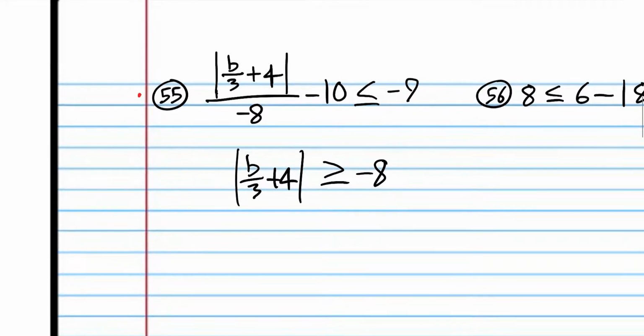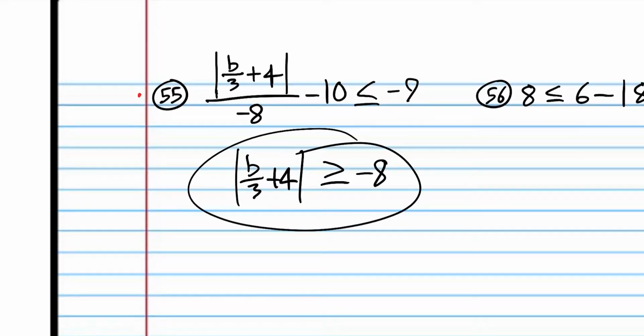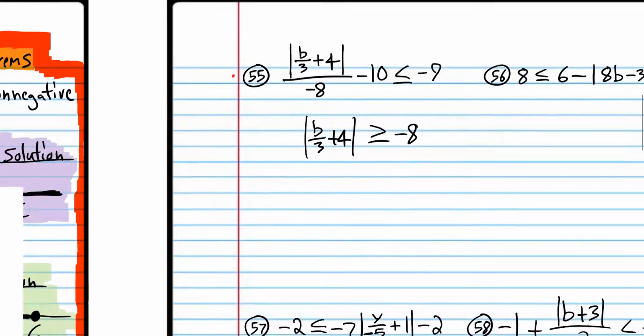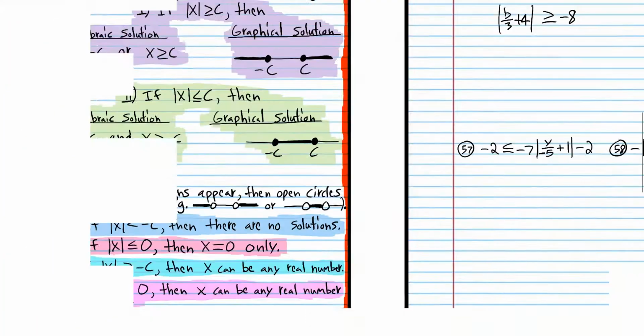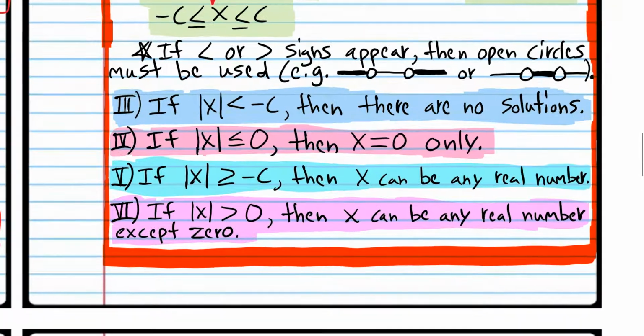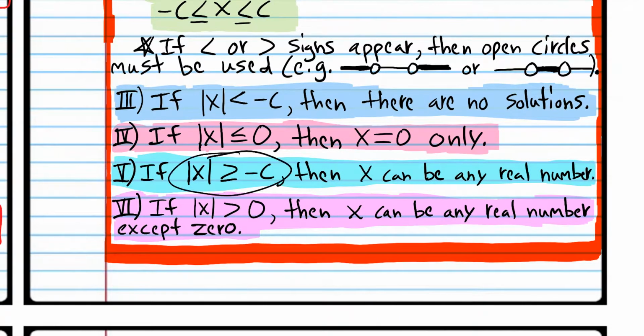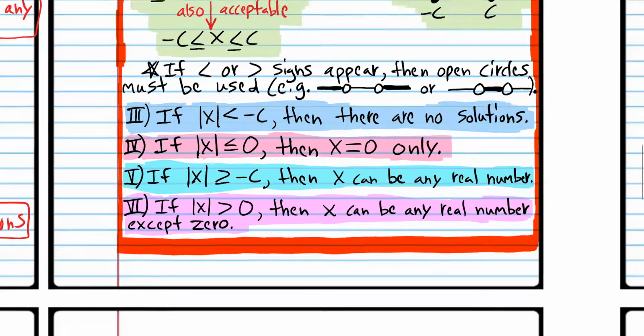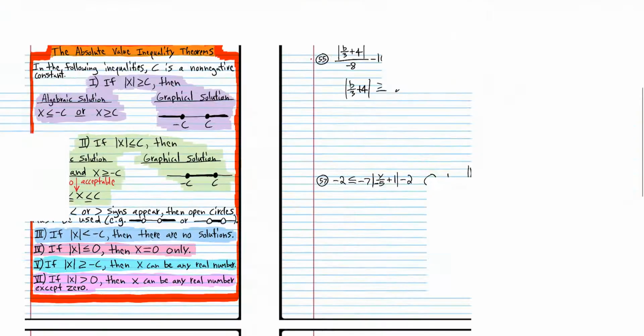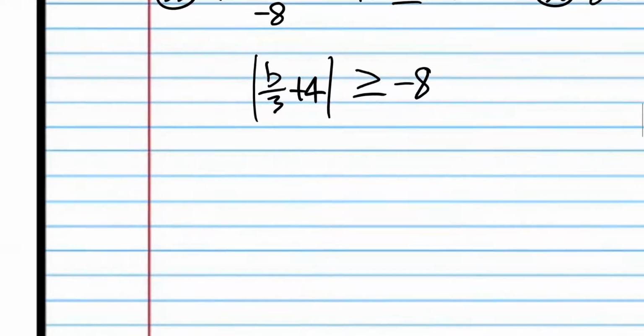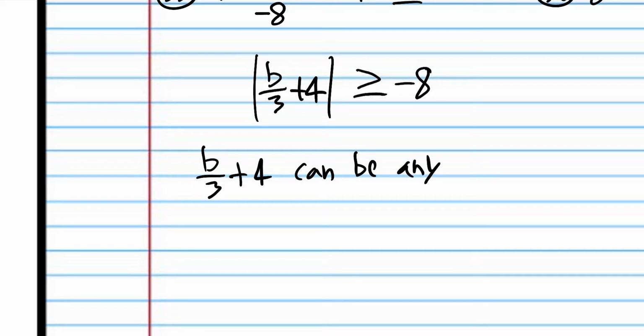And so now, in this situation, you should stop there. The absolute value of something is greater than or equal to a negative number. So that means that whatever's inside the absolute value can be any real number. It tells us right there. So what that means is that b over 3 plus 4 can be any real number.